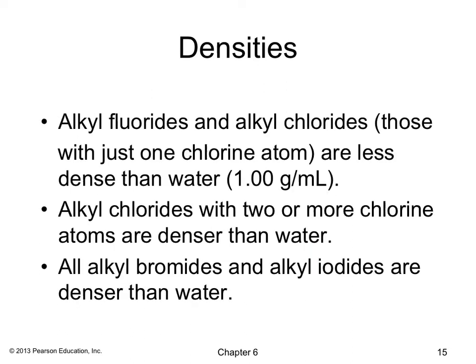In terms of densities, alkyl fluorides and alkyl chlorides, and then in the case of chlorides, those with just one chlorine atom are less dense than water. Alkyl chlorides with 2 or more chlorine atoms are denser than water. All alkyl bromides and alkyl iodides are denser than water.